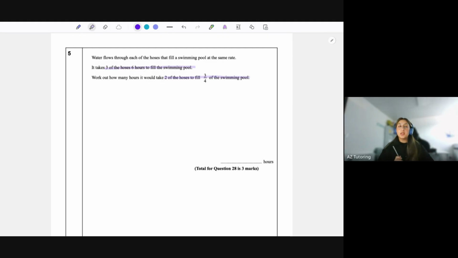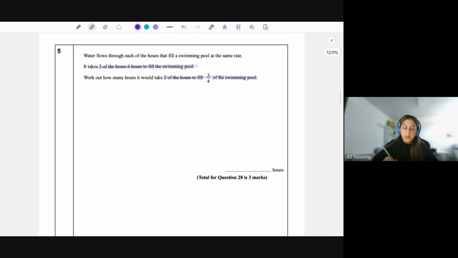So with this kind of question, you have to think in your head, if we're going to have more hoses, the swimming pool is going to fill up quicker because there's more hoses doing the job. If we have less hoses, it's going to take more time because there's less hoses being able to fill the swimming pool. So if we write it down as a ratio, first of all, it takes 3 hoses, 6 hours. We need to get to 2 hoses.